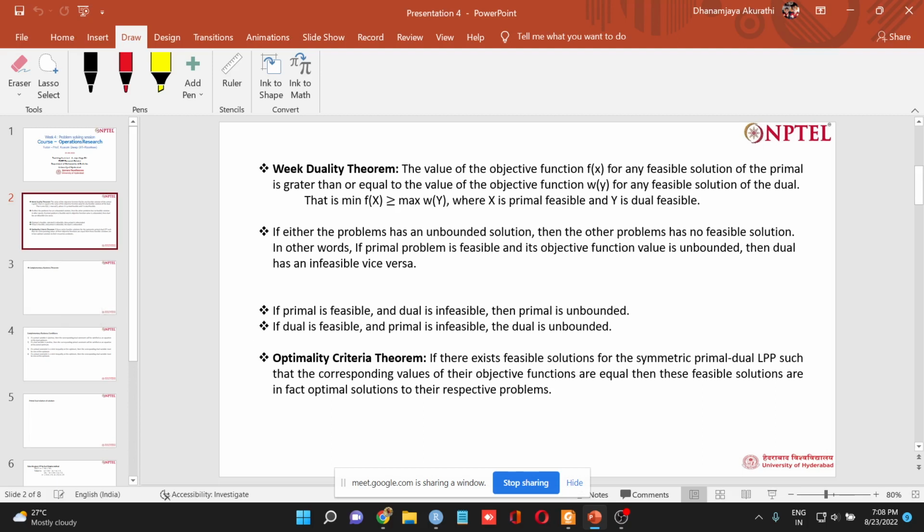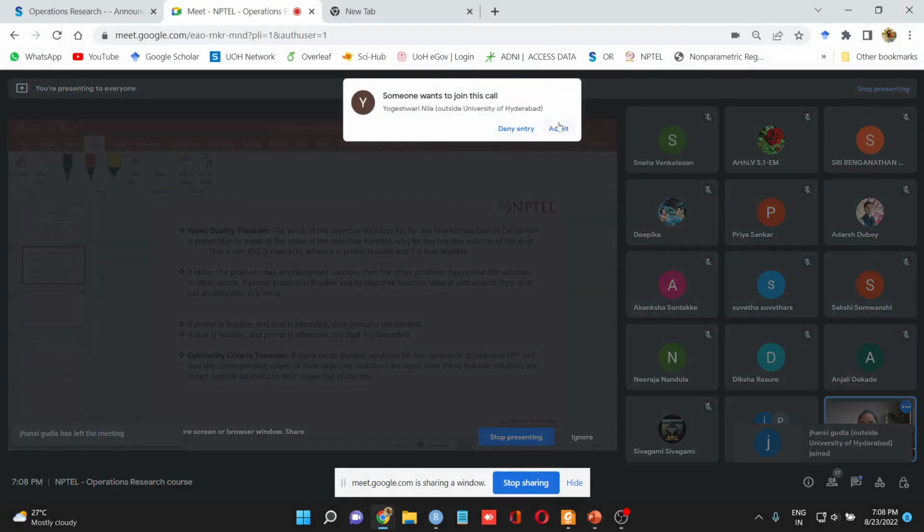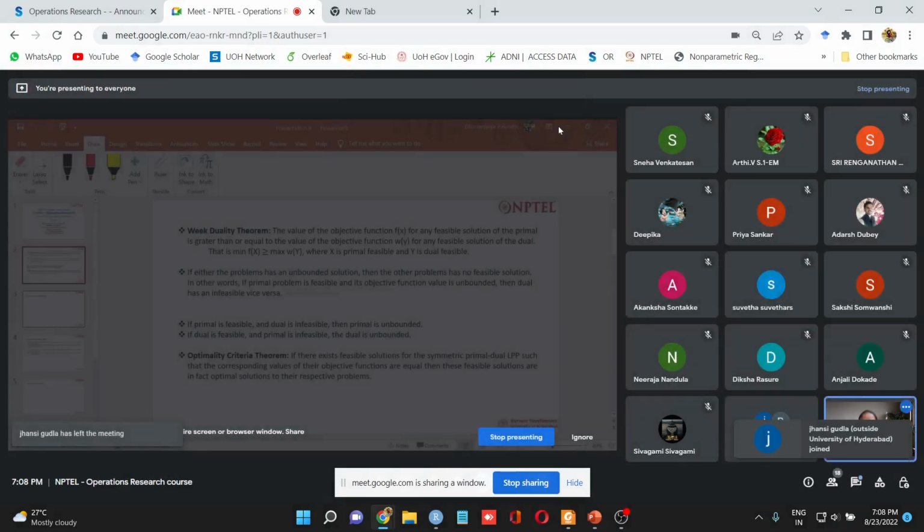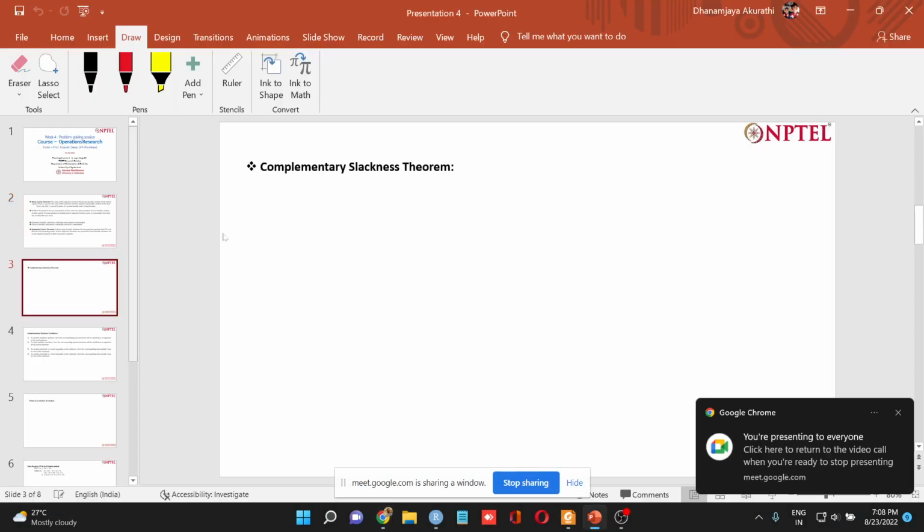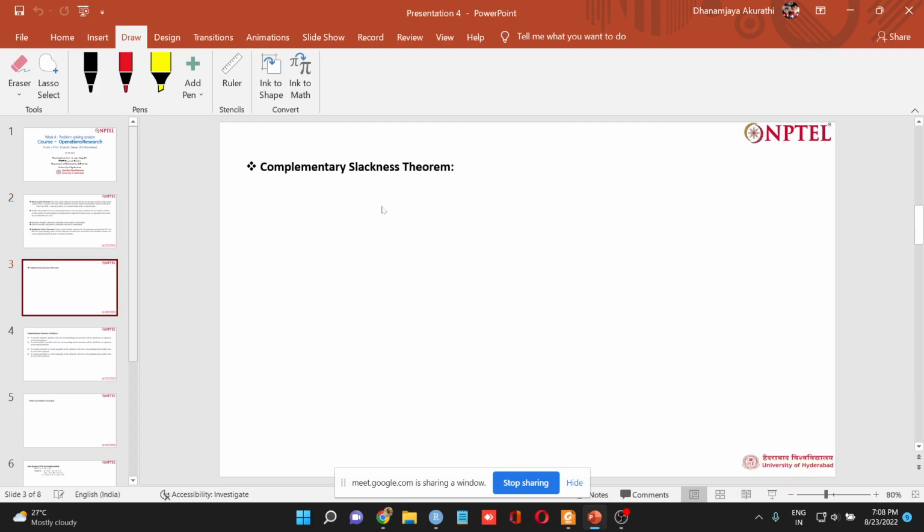You can see this in the examples in the previous classes. Next we can discuss the complementary slackness theorem. What does the complementary slackness theorem state?